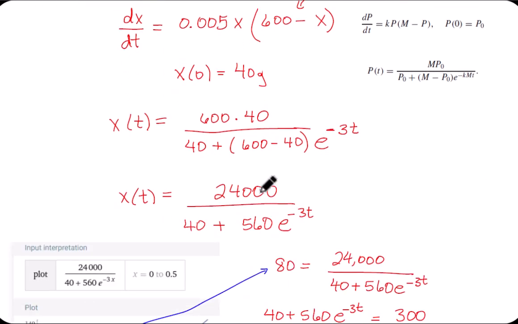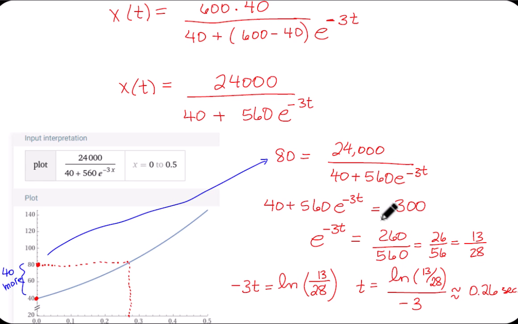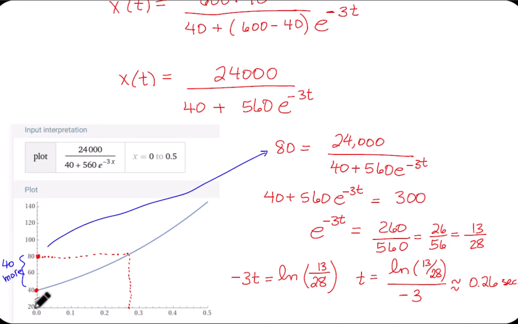All right, so getting our basic equation going, we'd like to know if we start off at 40, we want 40 more, so we want to know when we will reach 80. It's just a question of grinding through this exponential equation until we get what t is, and so about 0.26 seconds.